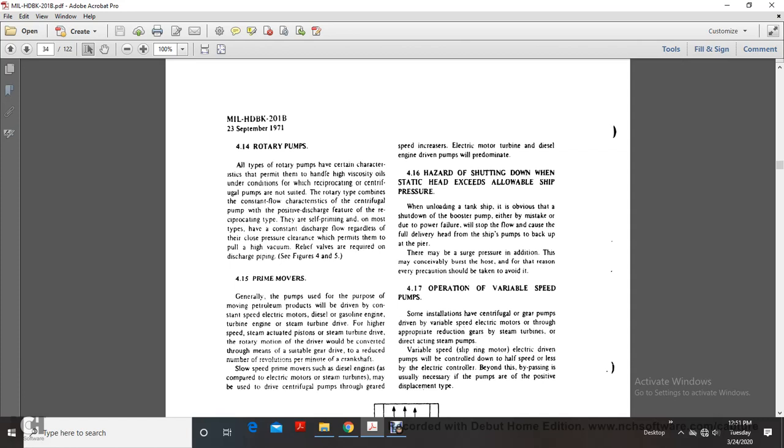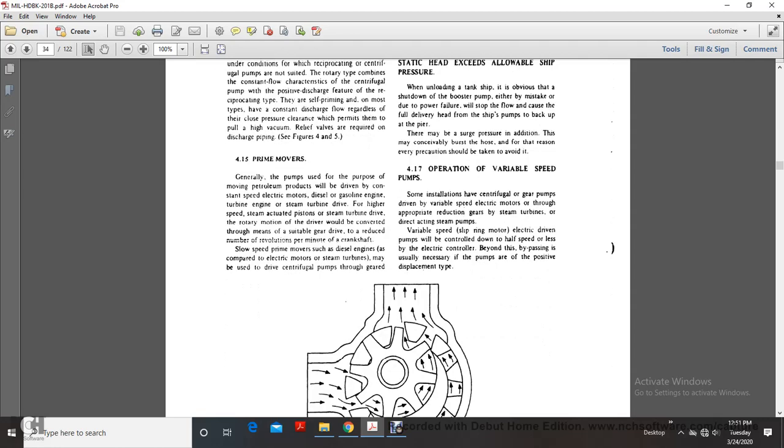417. Operational variable speed pump. Some installations use centrifugal and gear pumps driven by variable speed electrical motors through appropriate reduction gears, and steam turbine direct-acting steam pumps. Various speeds of the slip ring motor of the electrically driven pump, with control down to half speed, are possible with the electrical controller. Bypassing is usually necessary for pumps of the positive displacement type.